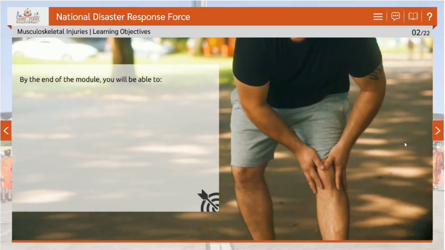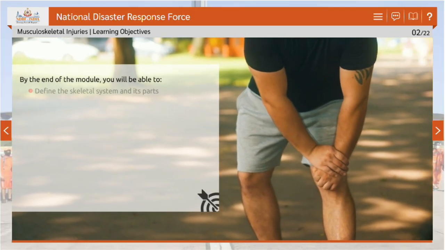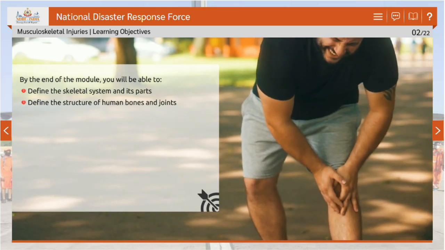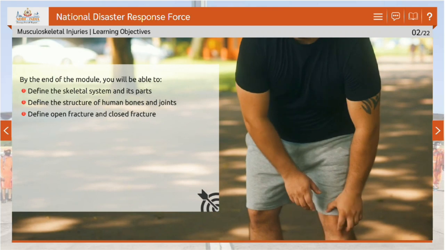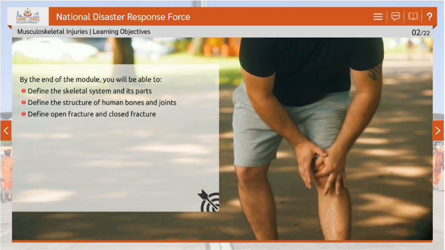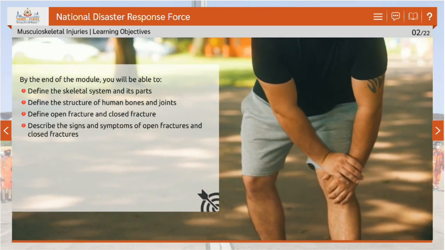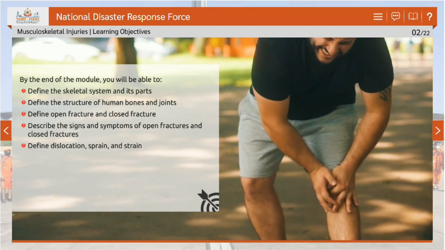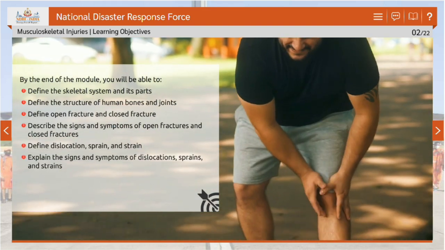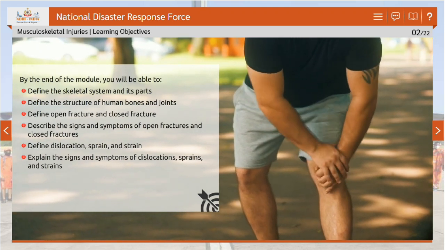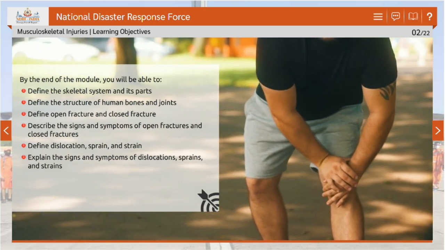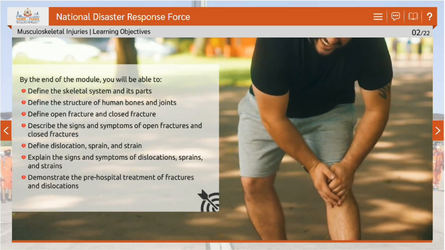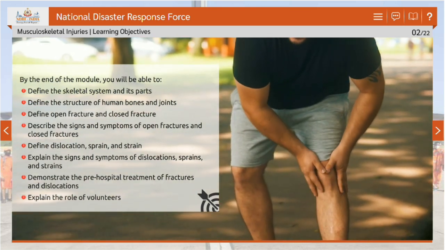By the end of this module, you will be able to define the skeletal system and its parts, define the structure of human bones and joints, define open fracture and closed fracture, describe the signs and symptoms of open fractures and closed fractures, define dislocation, sprain, and strain, explain the signs and symptoms of dislocations, sprains, and strains, demonstrate the pre-hospital treatment of fractures and dislocations, and explain the role of volunteers.